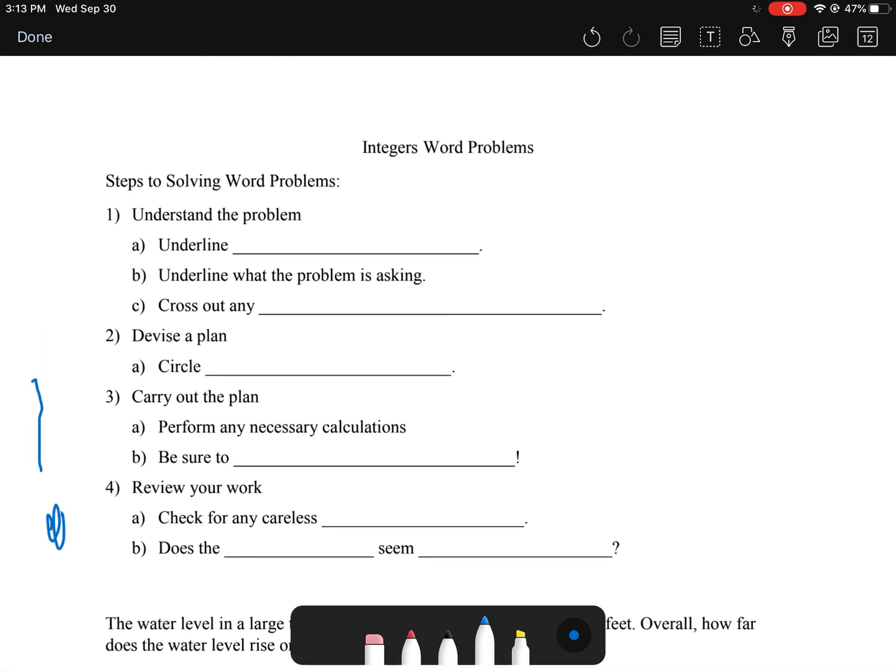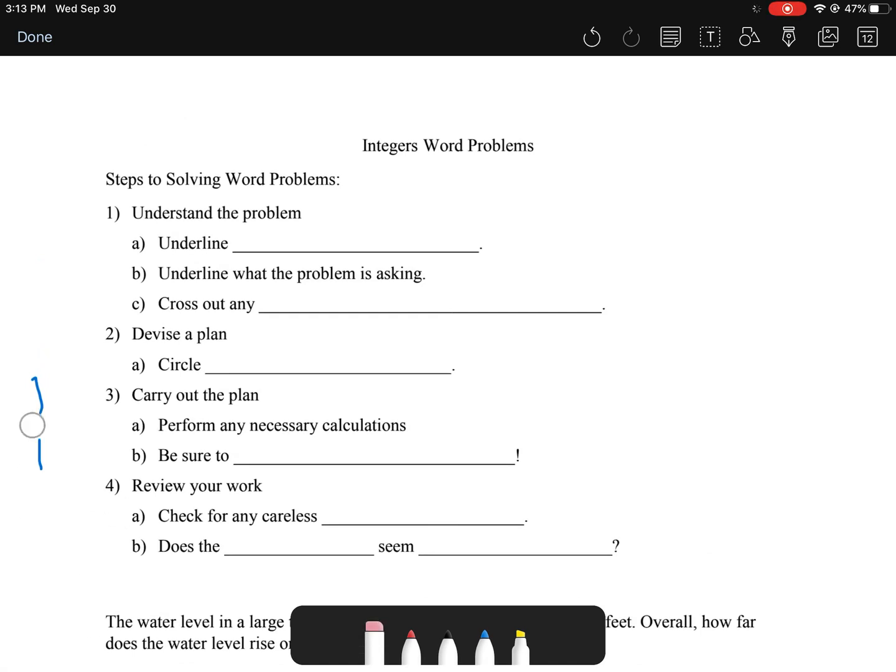Why are you not zooming out? There you go.